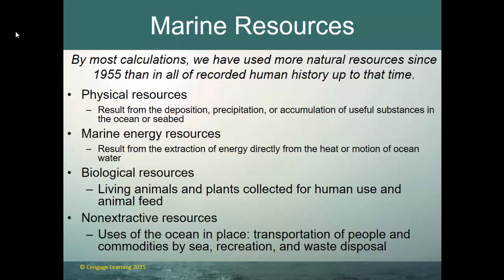Diamonds. Marine energy resources result from the extraction of energy directly from the heat or the motion of ocean water. So there's geothermal energy that can be extracted, or we can create energy using the motion of ocean water. Biological resources, of course, are your living animals and plants collected for human use and animal feed. And then there are the non-extracted resources. Those non-extracted resources are uses of the ocean in place, right there where the ocean is: transportation of people and commodities by sea, recreation, but also kind of the seedier side, a non-extractive use of waste disposal.